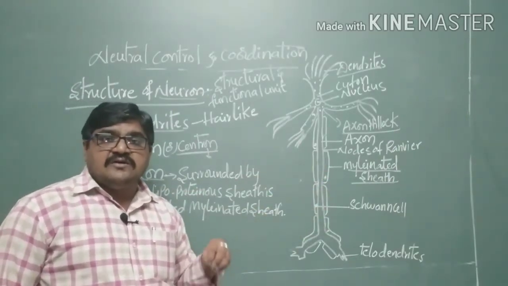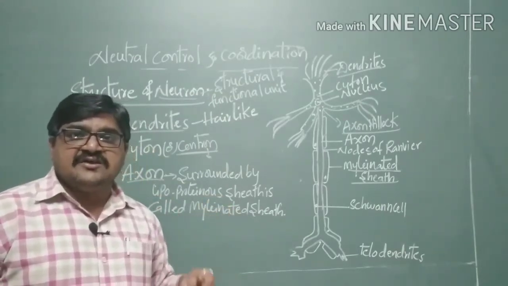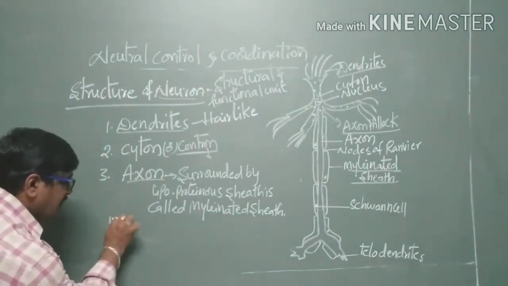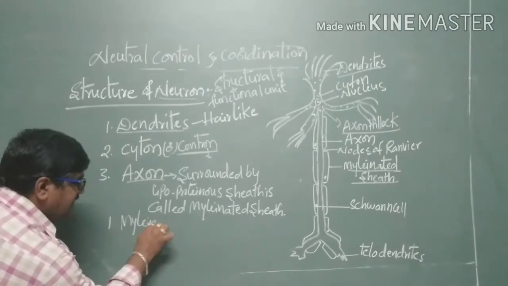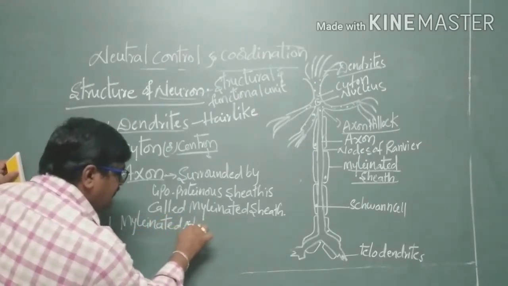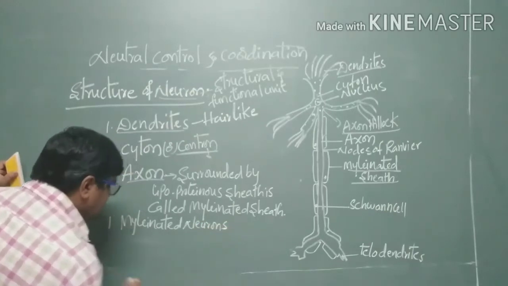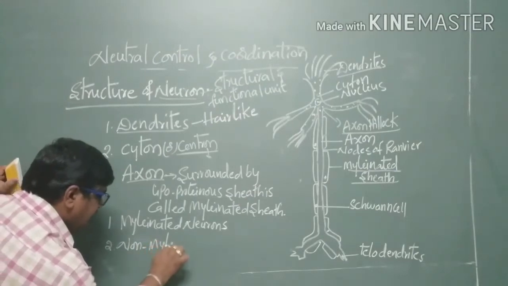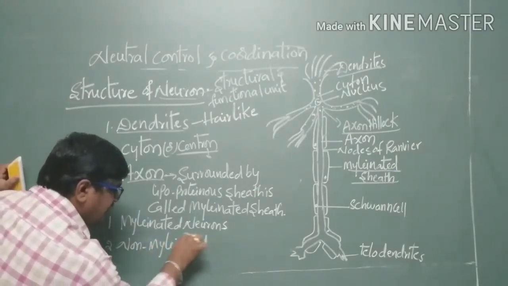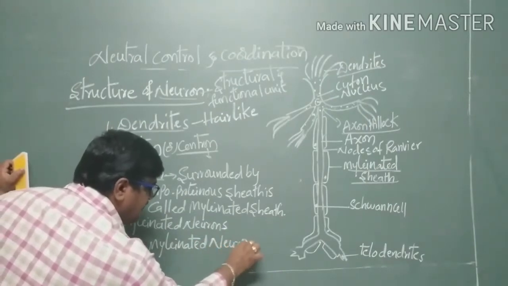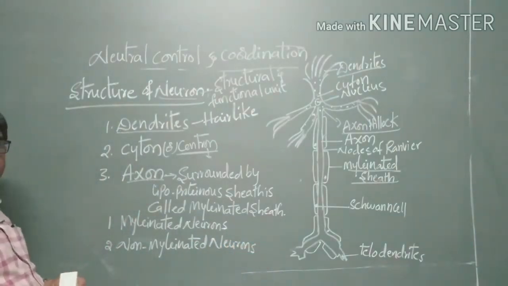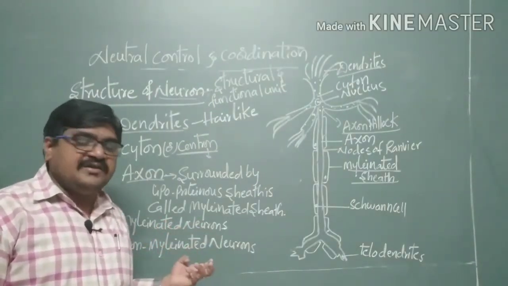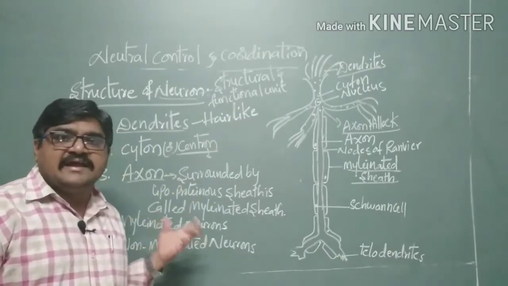Based on the presence of the myelinated sheath, neurons are classified into two types. One is called myelinated neurons, and the second is non-myelinated neurons. So we have two types of neurons.